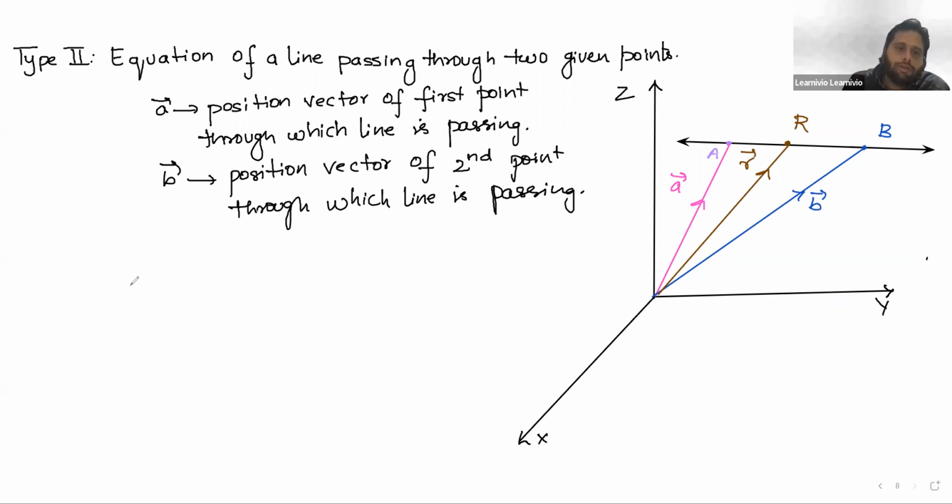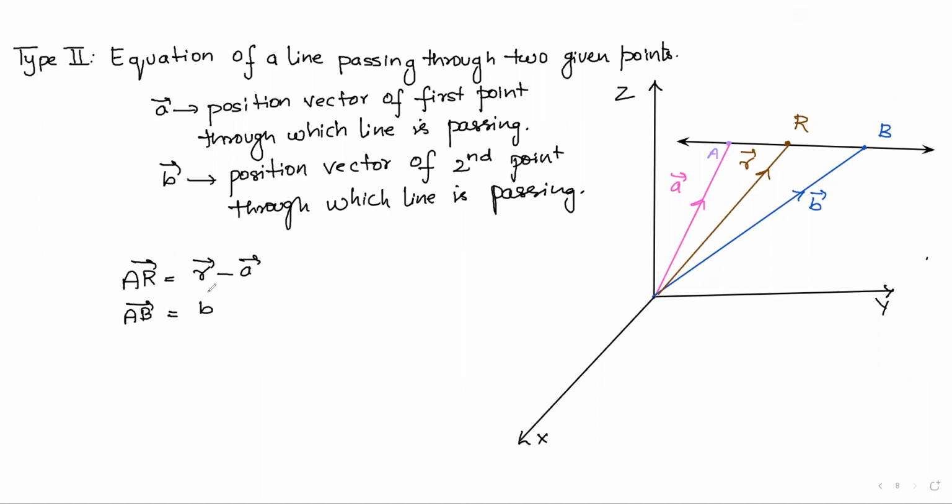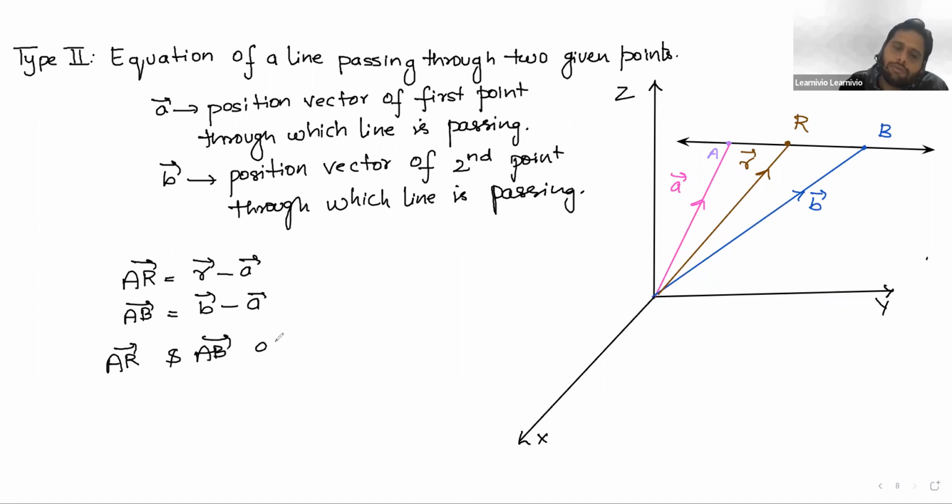Now tell me, what is AR? AR is R minus A. Very good. Next is AB. What is AB? B minus A. Very good. Now you can say that AR and AB are collinear.